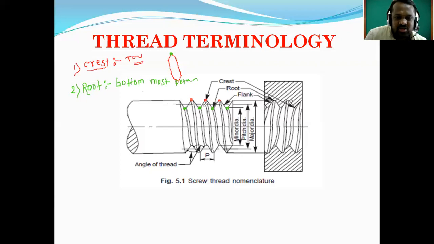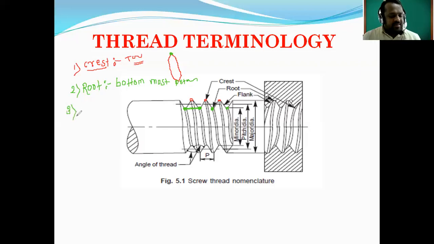So this is the root. Understood what is meant by the crest? Crest is nothing but the topmost portion of the thread, and root is nothing but the bottommost portion of the thread. So understood? This is the root, and this is the crest. Both terminologies are very simple. Understood? Yes, sir.